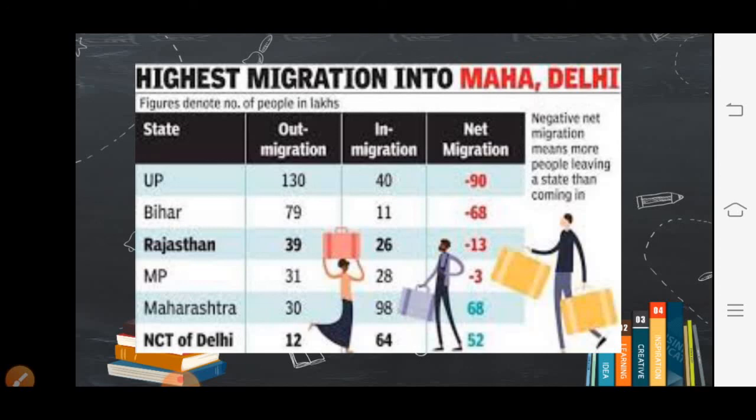So this was all about your migration trends and spatial variation of migration in India.